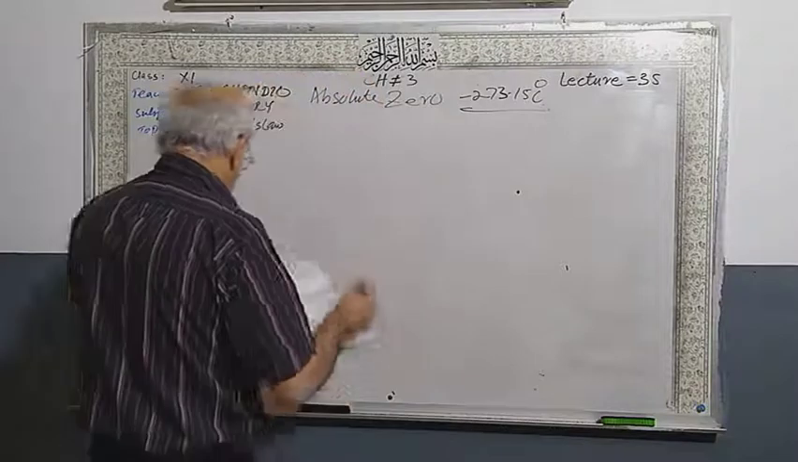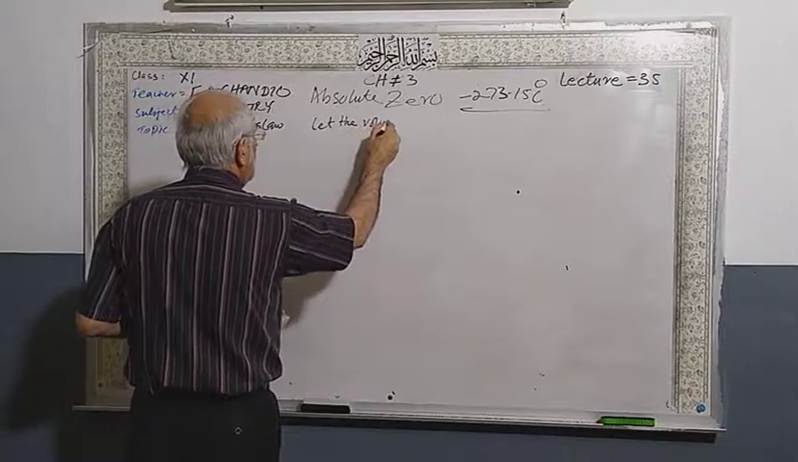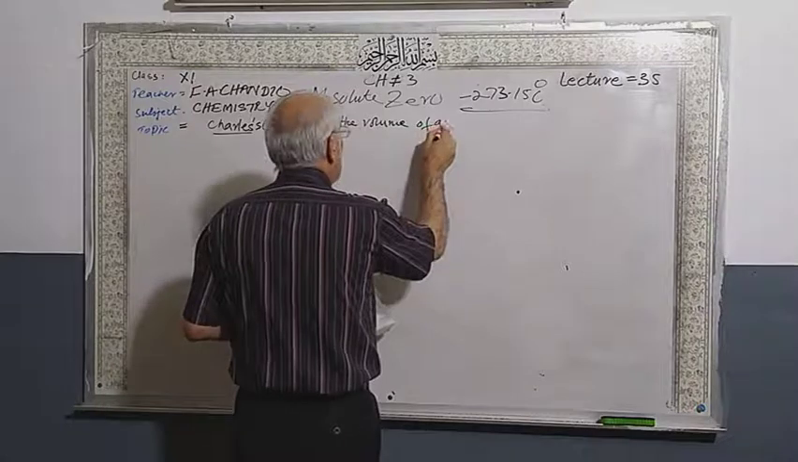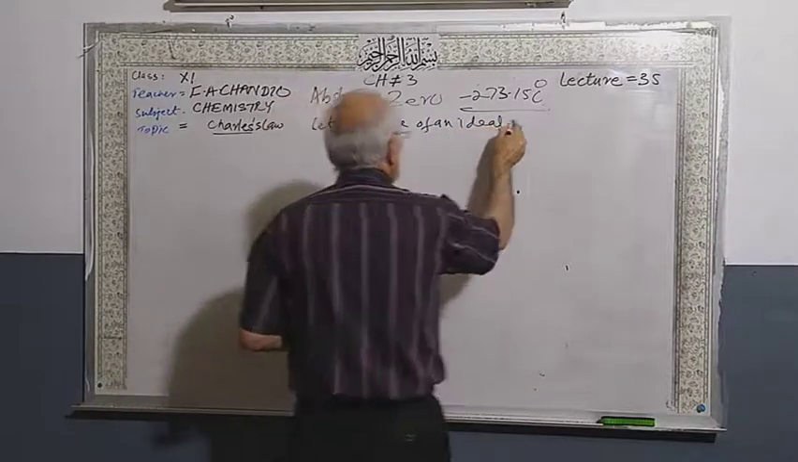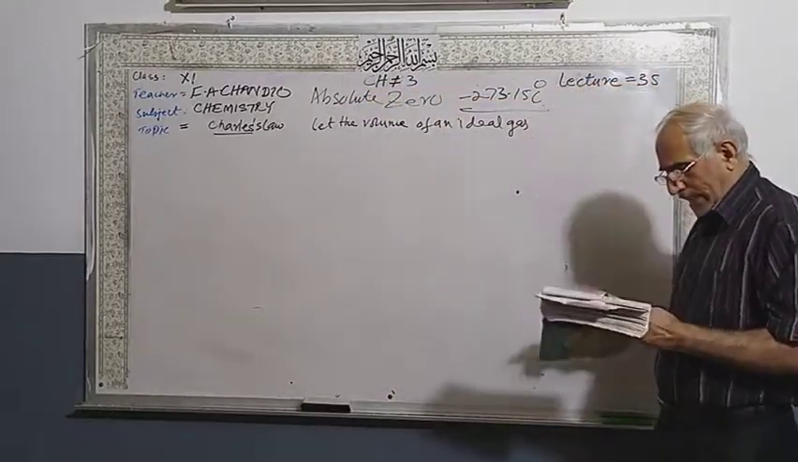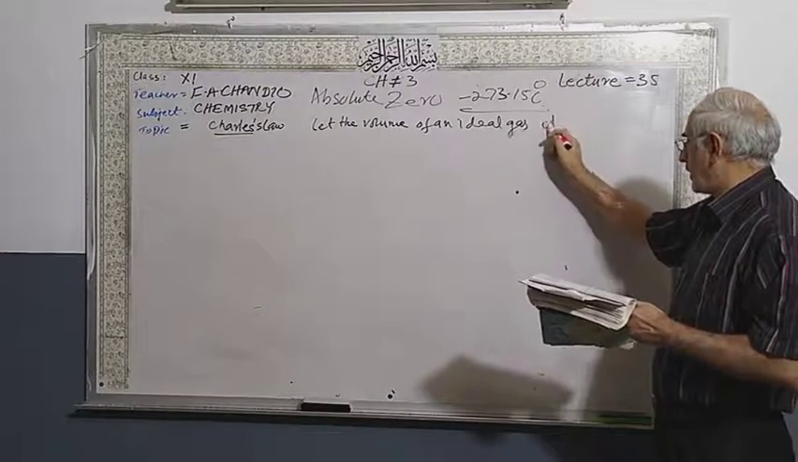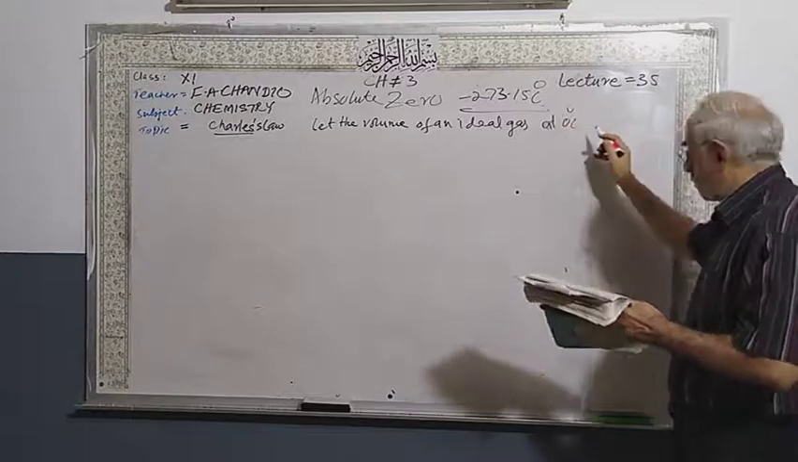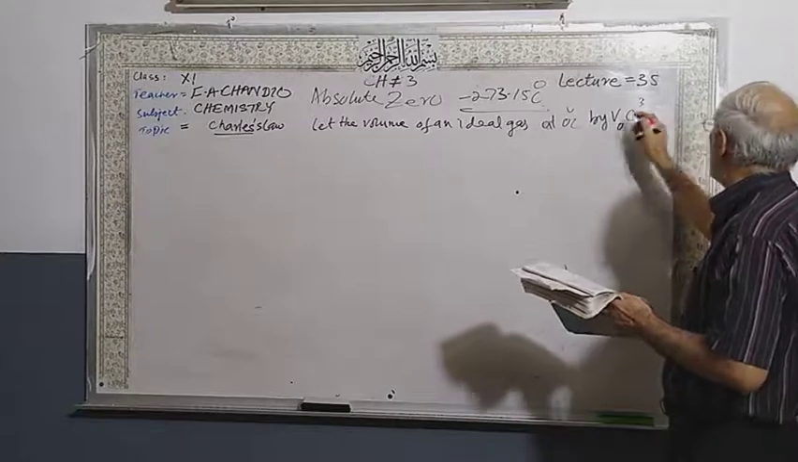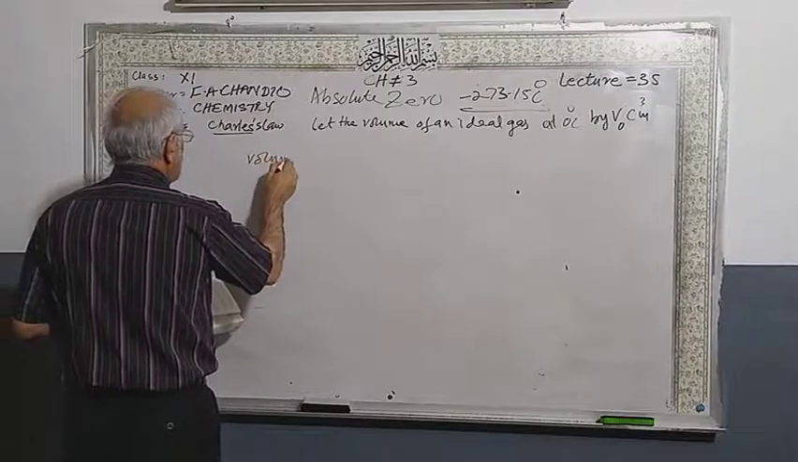A gas which obeys the law is called an ideal gas. This is at 0 degrees Celsius by volume. So we did this previously.